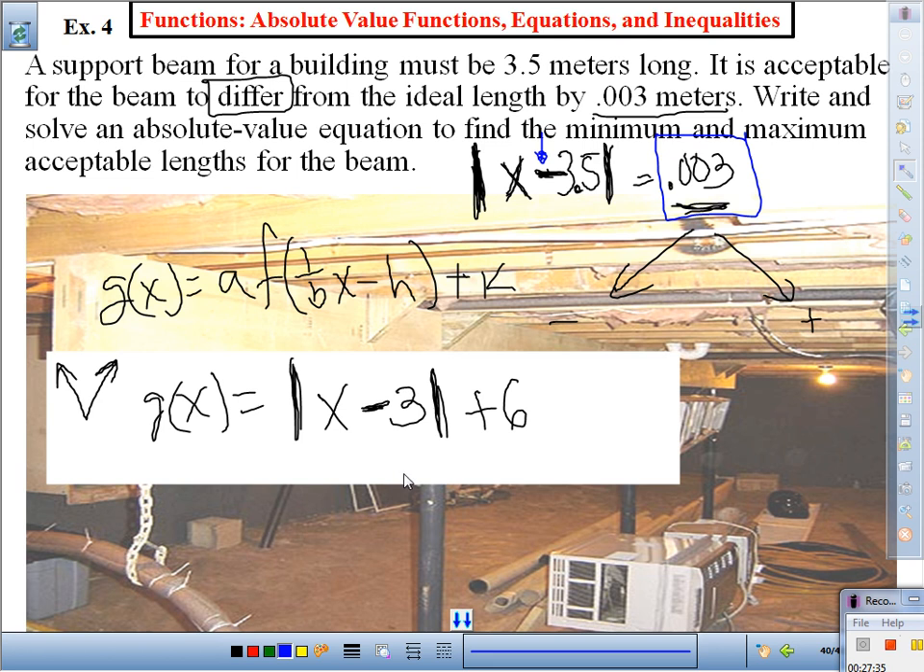Pedro, what do we do to this original function given this? Hands up if you see it. Okay, Jasmine, go. Right 3 and up 6. That is correct.